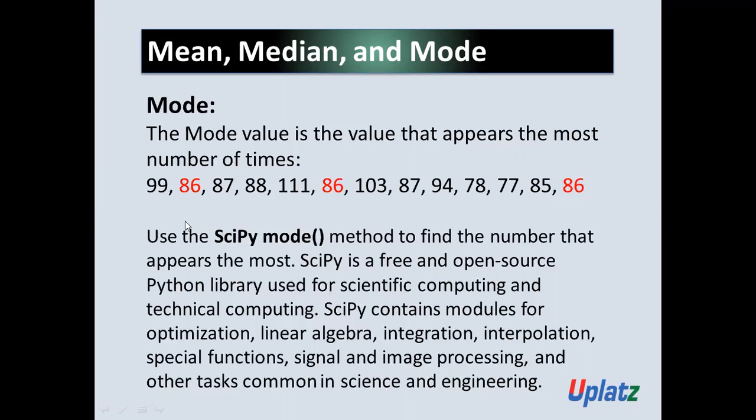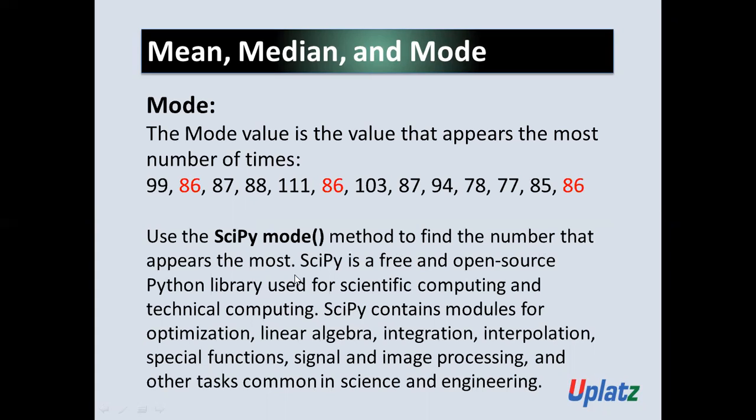It's easy for us as humans to count a particular value, how many times 86 occurs, how many times 87 occurs in our data set. But with the help of a Python program, how can you find the mode of the values? The mode is the value that appears the most number of times. So use the SciPy mode method to find the number that appears the most.